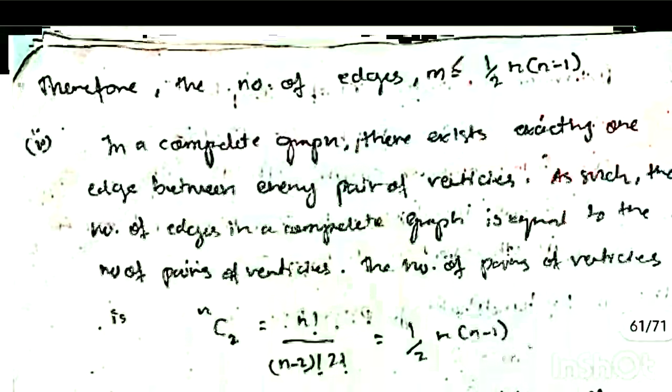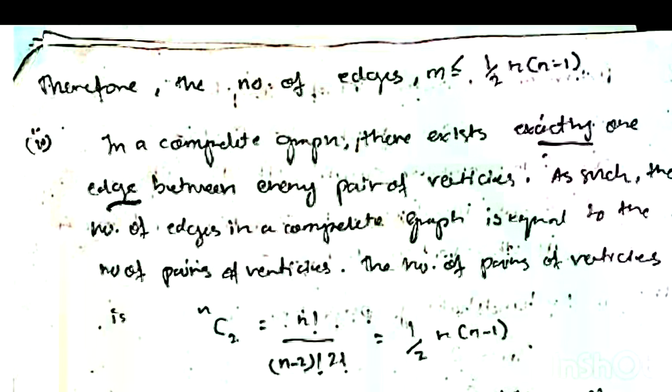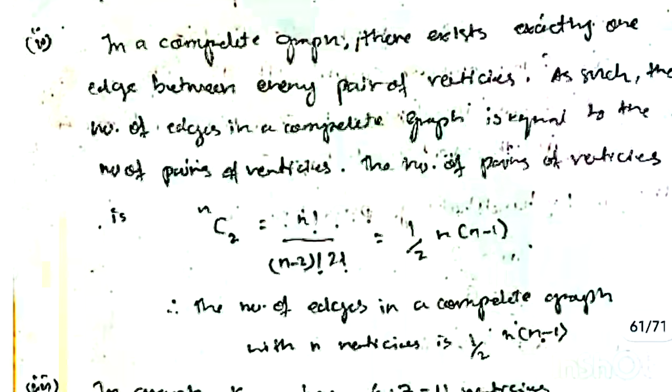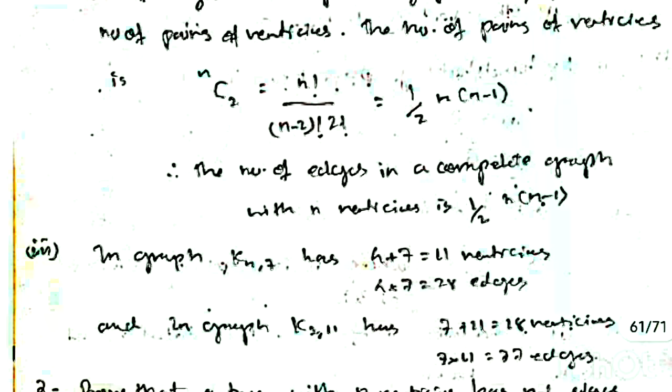For the next question, we have to find out the number of edges for a complete graph Kn. For a complete graph, there will be exactly one edge between every pair of vertices. So therefore, the total number of edges will be half n into n minus 1.